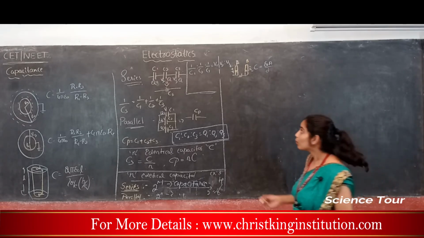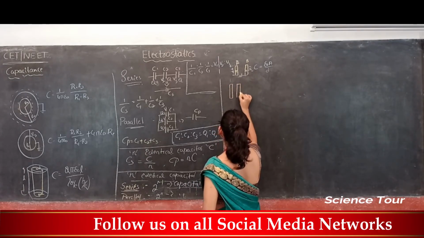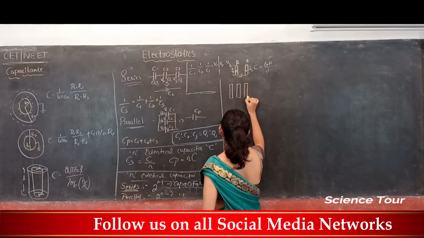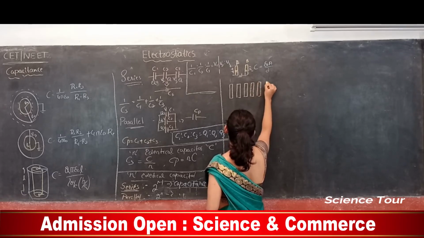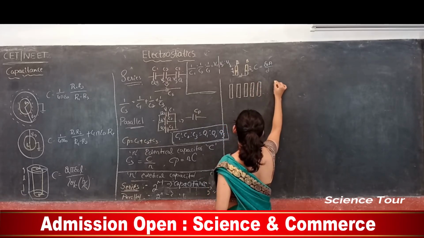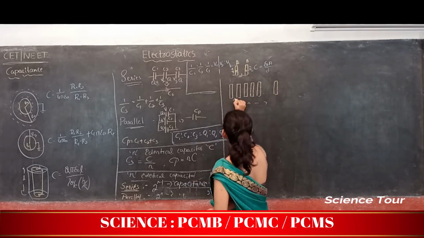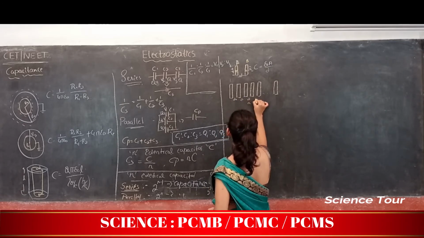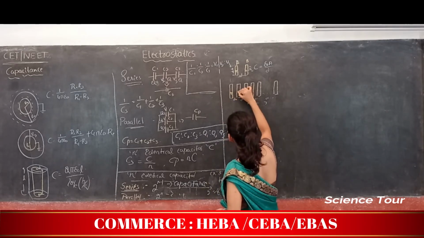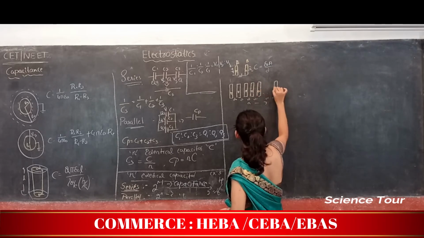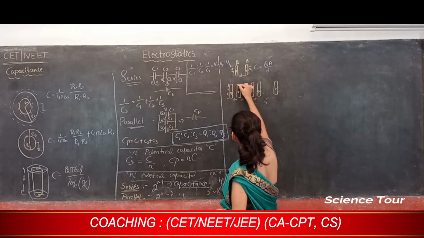So now what I have is n number of such parallel plates. Totally there are n parallel plates, each separated by a distance d, and each having area A. If this is positively charged, obviously by induced effect this will be negatively charged.